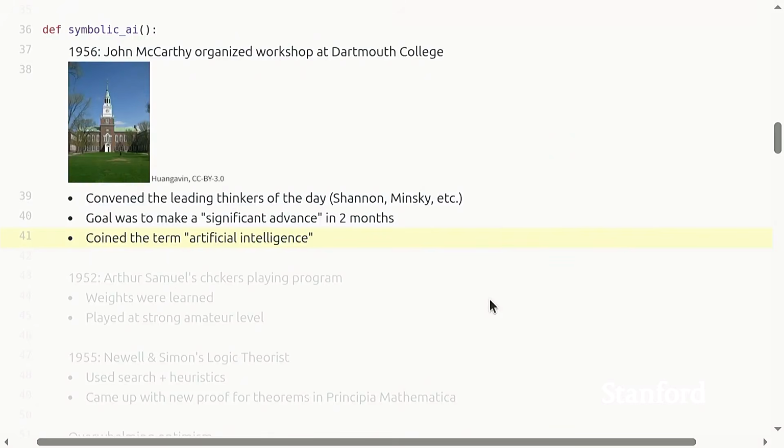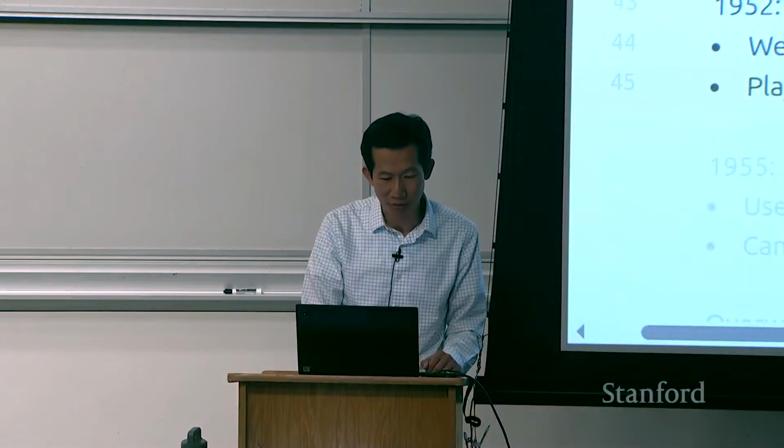So in general, the 50s, I think, was a time of high optimism. There were folks like Arthur Samuel who created a checkers playing program. They actually used some rudimentary machine learning at the time. The checkers program was playing at a strong amateur level, which is not bad for the 1950s.